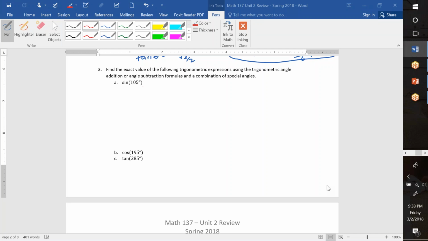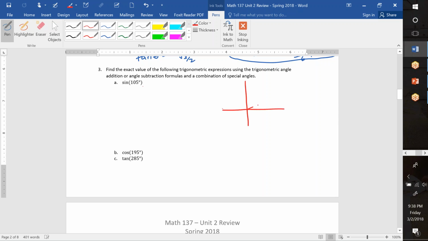Okay, we're at number 3, and we're trying to find the exact value of the following trigonometric expression using the trigonometric angle addition or angle subtraction formulas and a combination of special angles. Special angles obviously reference 30, 45, and 90 or 60 degree reference angles. So when we look at 105 degrees, we think, how could I make this add or subtract 105 using angles that we know the sine and cosine of?